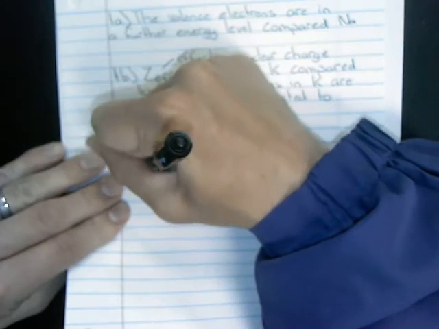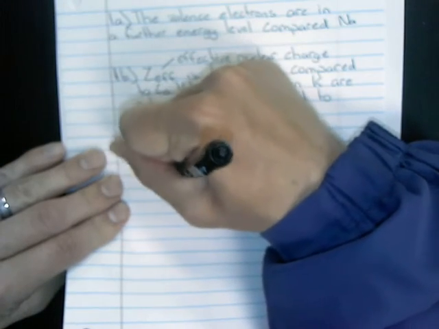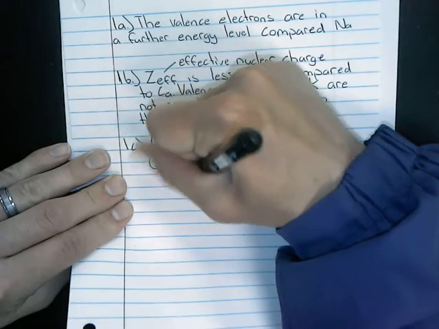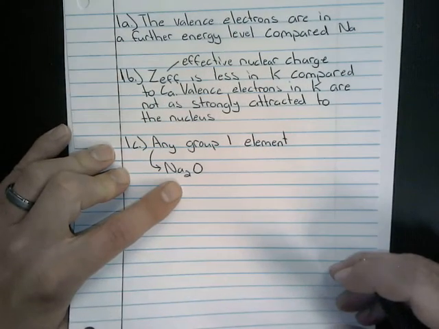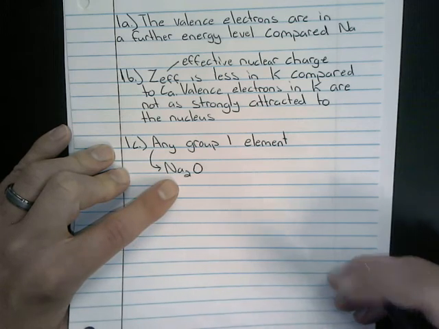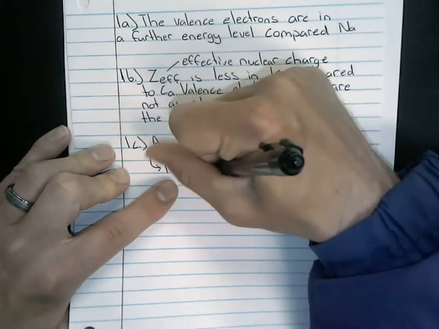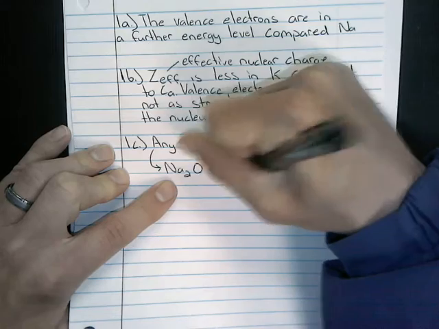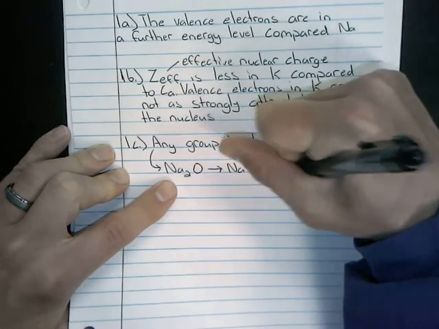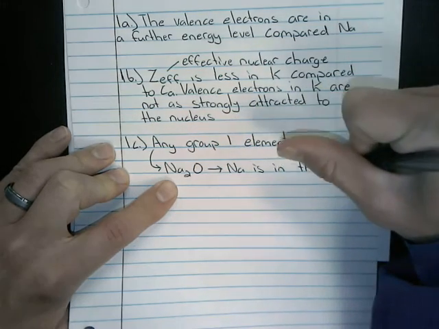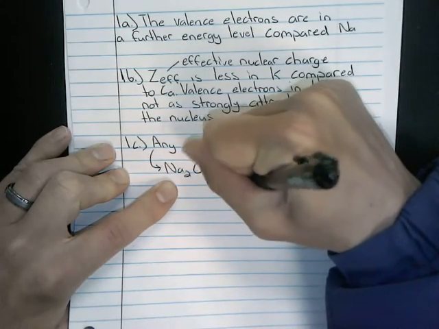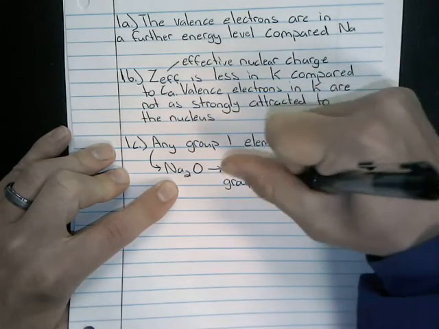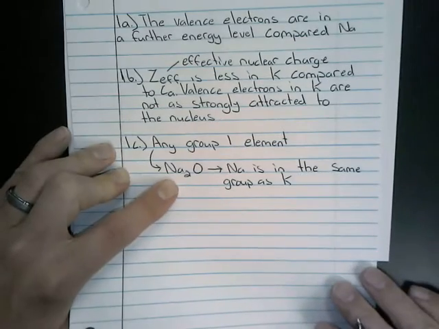And our example here could be Na2O. And the reason that it could react the same or be the same type of compound or have the same similar type of properties is Na is in the same group as potassium K. Okay, so that would be the answer to C.